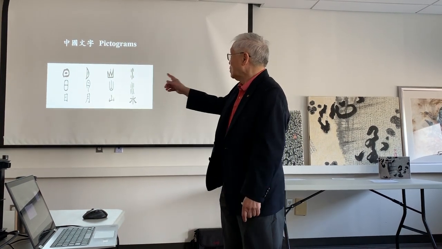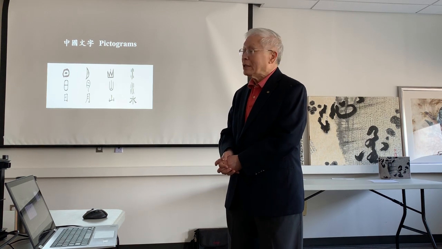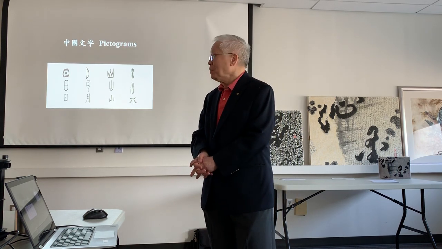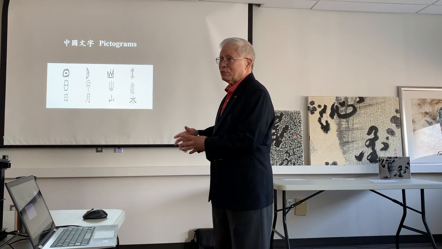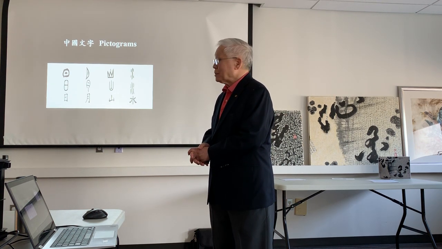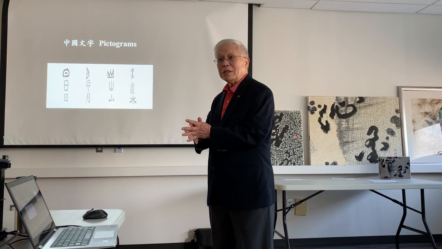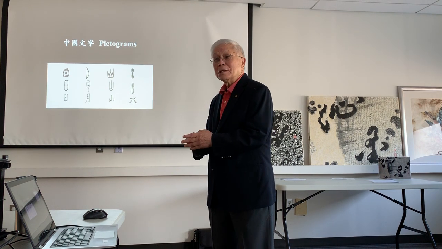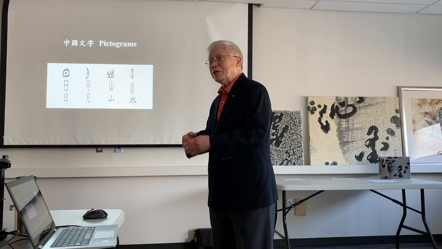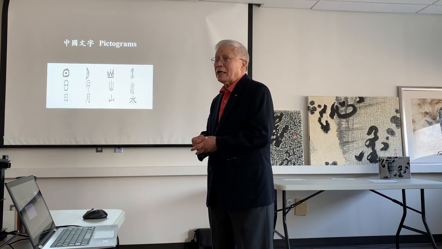So the first row on this picture are the symbols of sun, moon, mountain, and water. As you can see, they pictorially describe sun, moon, mountain, and water very closely.